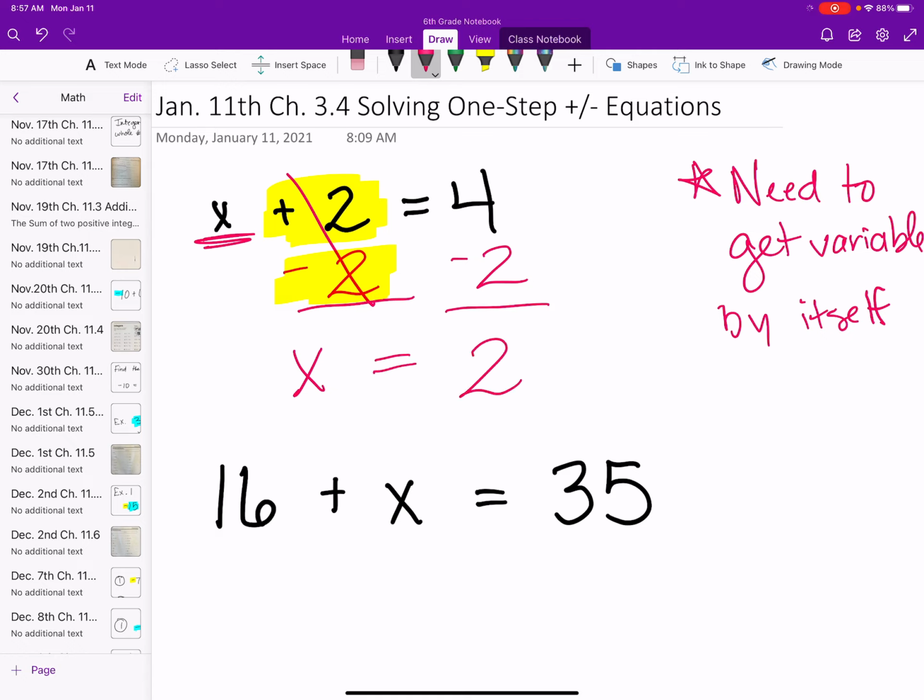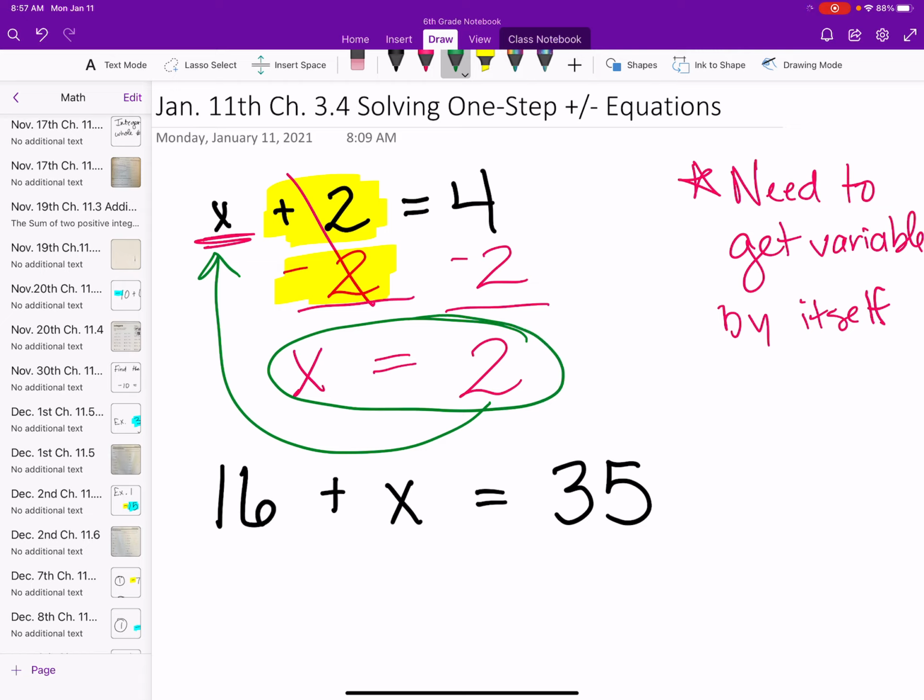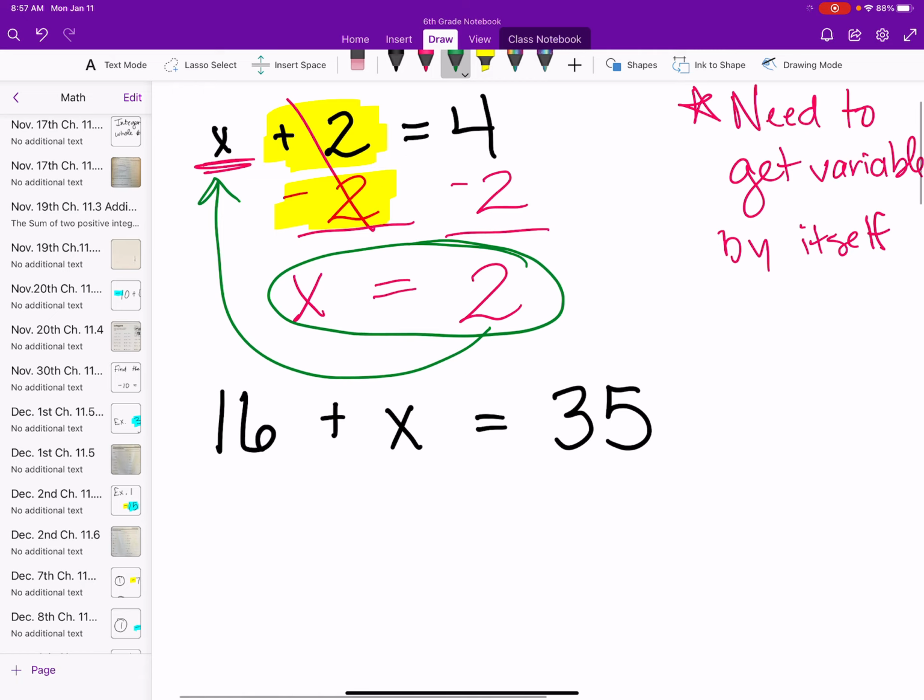And you could double check yourself, and you could plug this guy back in for x, and you could say, is 2 plus 2 really 4? And yes, it is, so I know my answer is correct. Your final answer needs to look exactly like how I circled. It needs to look like your variable equal to a number, okay?